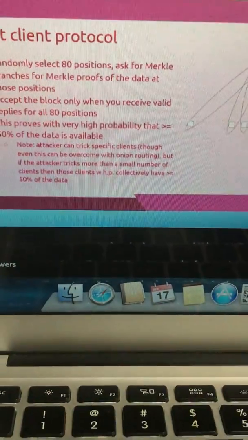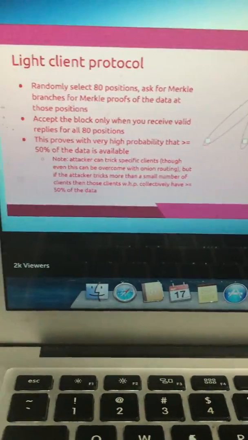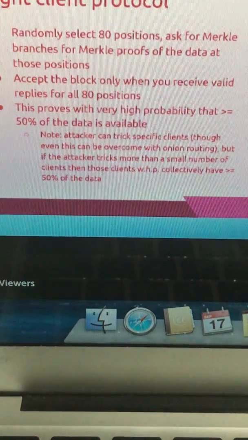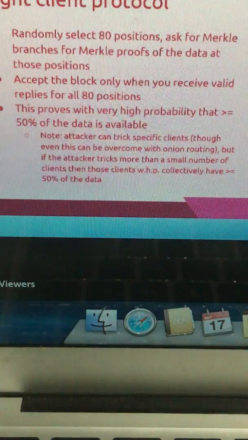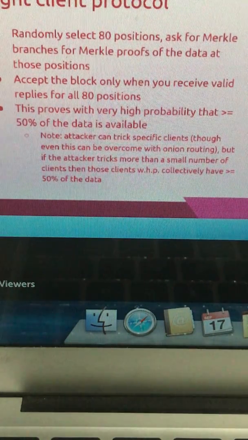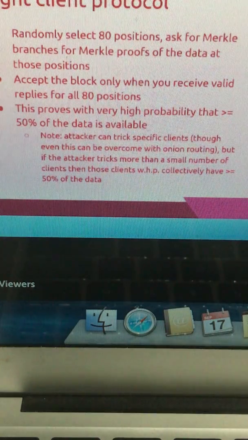Basically just check 80 random positions, and you're probabilistically verifying that at least half the data is there. Problem. Of course, what if the one position that the attacker has not published is an invalid transaction that gives themselves 91 bajillion coins?